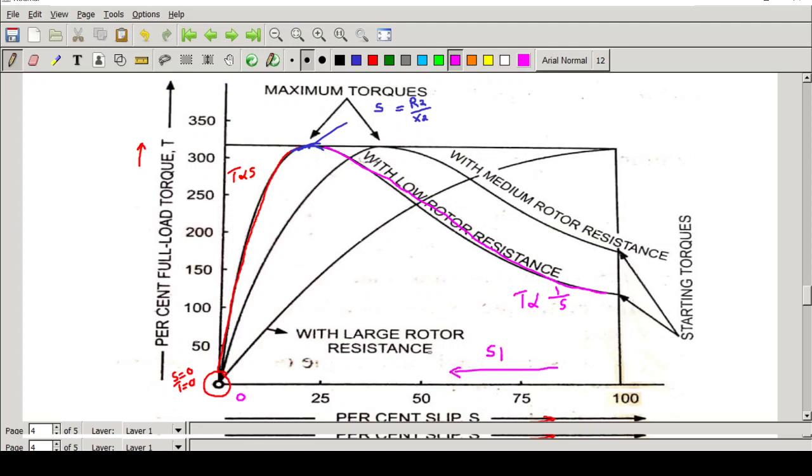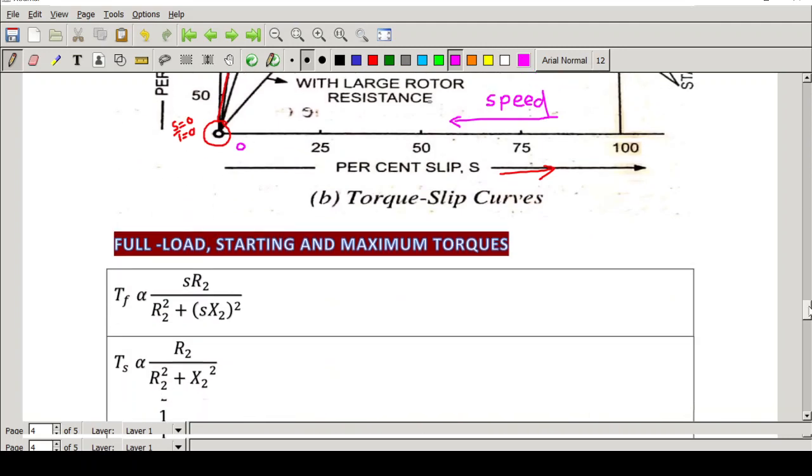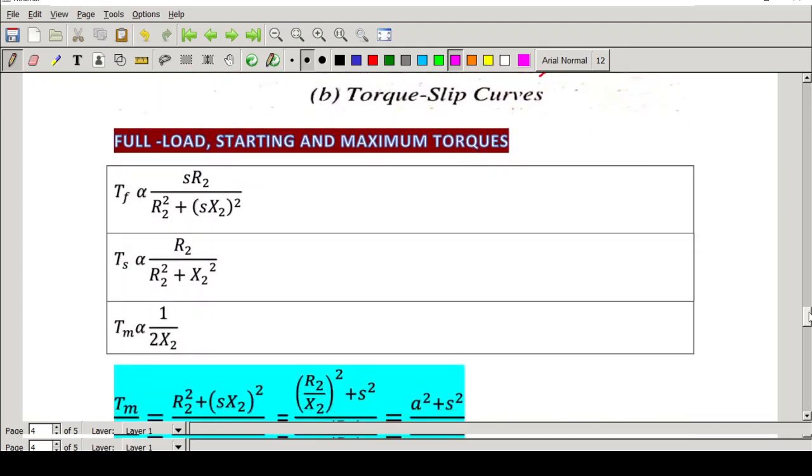The speed is increasing from right to left. Okay, so you can see that the speed is increasing, and here the slip is 0. Now the speed is increasing from right to left. You can draw it like that. Now based on all these things, we will further analyze the torque equations, because that is very important for doing the problems.